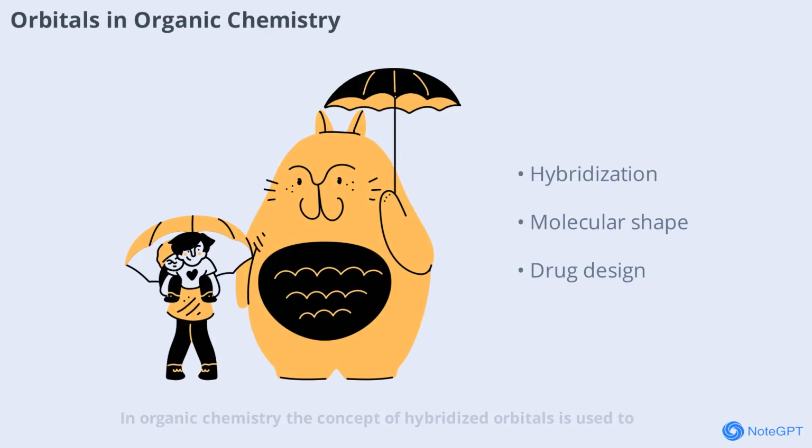In organic chemistry, the concept of hybridized orbitals is used to explain the shapes and reactivity of carbon-based molecules. For example, the tetrahedral shape of methane is due to sp3 hybridization. Understanding orbitals helps chemists design new drugs and materials with specific properties.